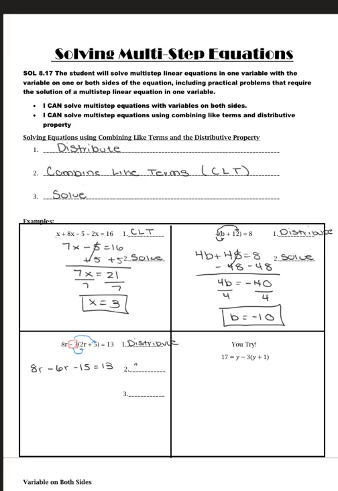All right, second step, I'm going to combine like terms. I have 8r and I have, well, minus 6r. So I have 2r minus 15 is equal to 13. Add 15 to both sides. And I get 2r is equal to 28. Divide both sides by 2. R is equal to 14. So we're going to write that this third step is to solve. All right. Now you're going to try the next problem on your own.